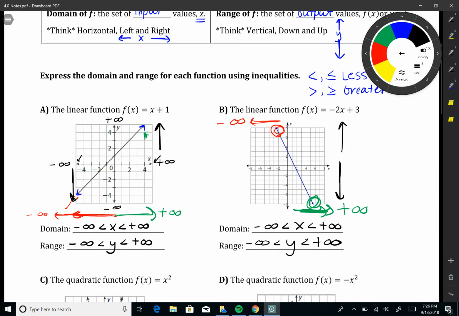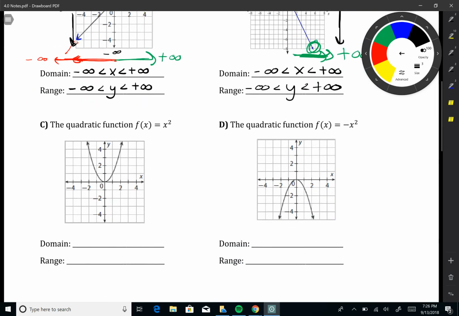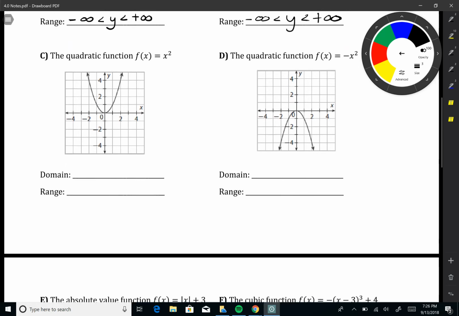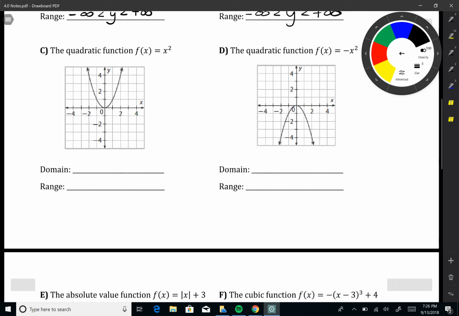Okay, so let's move on to a different function. I've got two quadratic functions here. Now we're familiar with these. These are parabolas. Parabolas have a minimum point or a maximum point, which is called the vertex. Now the fact that the one here on the left is a minimum gives us a very big hint that my y values do not go on forever. In fact, that's the lowest y value my graph hits.